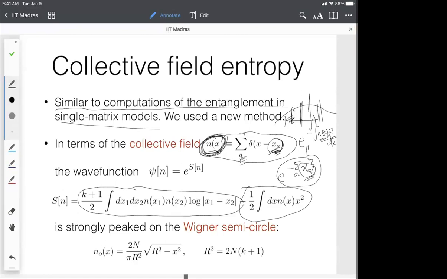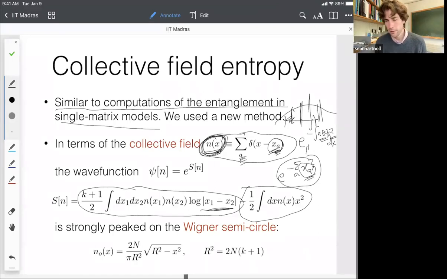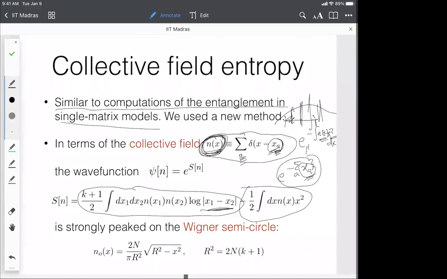How do you handle the singularity when x1 is equal to x2? Yeah, this is very mild. It's integrable, so it's not going to matter. Okay. Yeah, thank you.